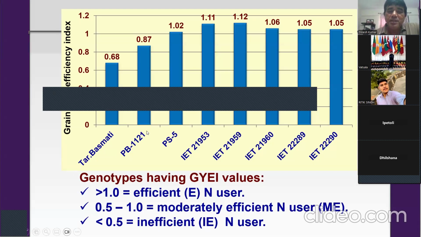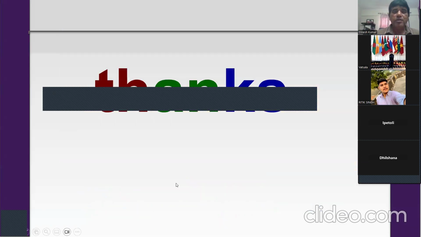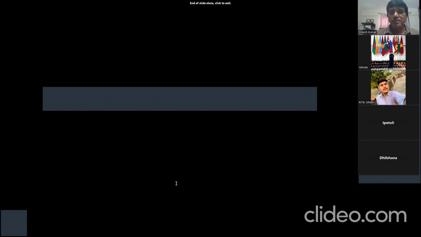And then Pusa Basmati 1121, it is a historical variety in India. I'll discuss this variety in detail. You can see its grain yield efficiency index is also good. So it ends this lecture here.